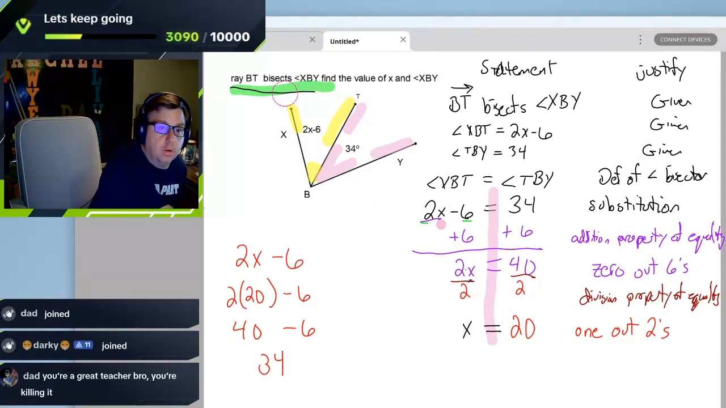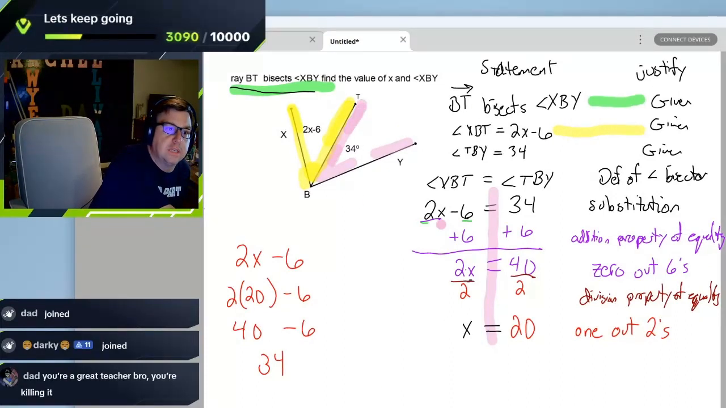Now, what we're going to do is start with the information that's given to us. So the information that's given is ray BT bisects XBY. That's got to be the first thing. That's the first thing I underlined. That's the first thing I gave to you. Okay? Then when I look at this, here's the yellow angle. My yellow angle is X, it starts up here, X to B to T. So X to B to T, what's inside of that? 2x minus 6. The picture tells you, that's given information.